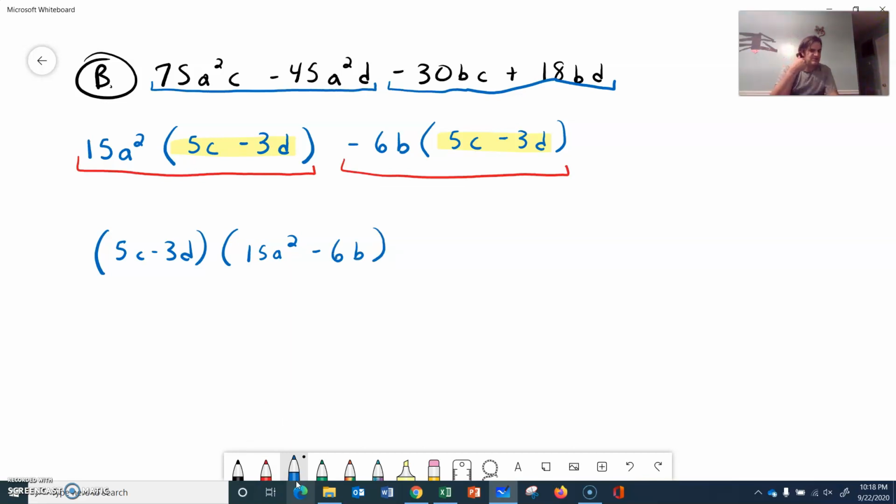Now, if we want to factor this a little bit more, I see that in the second term I could pull a 3 out. So if I pull that 3 out front, I will have 3 times 5c minus d, and then pulling it out of the second term will leave me with 5a squared minus 2b. So be careful there. All right, and once again, you can multiply all this back together and see that you get the original up top.